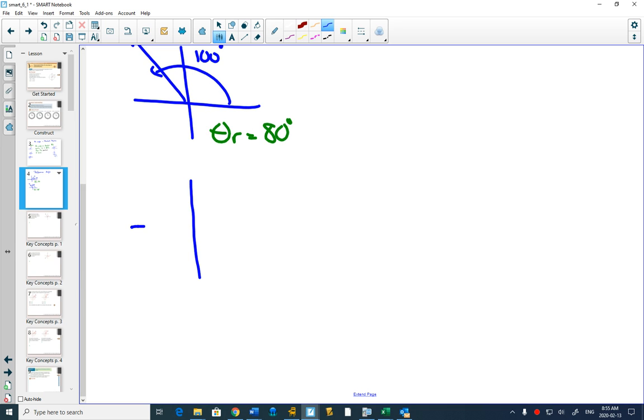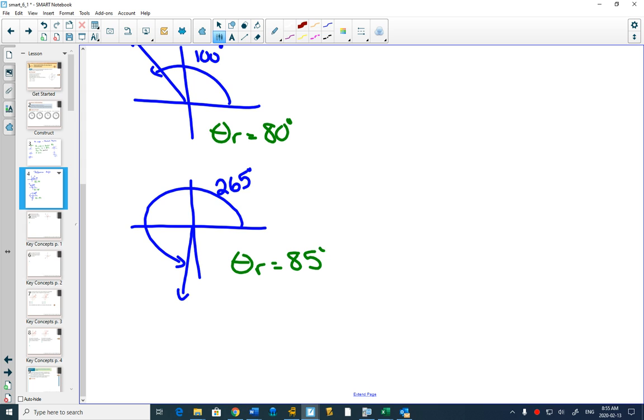Next example, we're going to go 265 degrees, almost 270 to the edge there. My reference angle is 85 degrees.